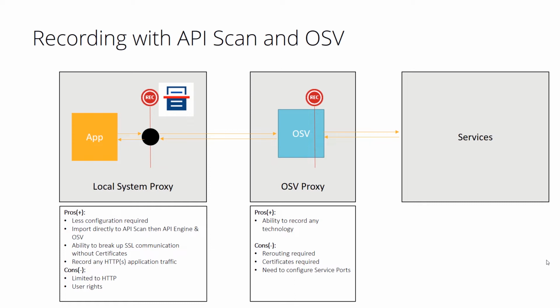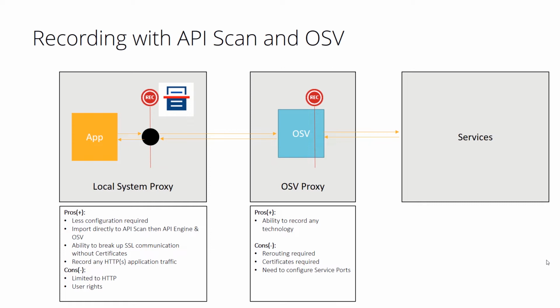In the API scan, there is less configuration required. You just click the record button, with no need to install certificates or reroute, for instance. You can simply start the recorder right away. And once it's captured, you can directly import it to the API scan and later use it for service virtualization or for API testing in Tosca. And with the API scan recording functionality, we're also able to break up SSL communication without the need for a certificate, because we're doing this all locally.